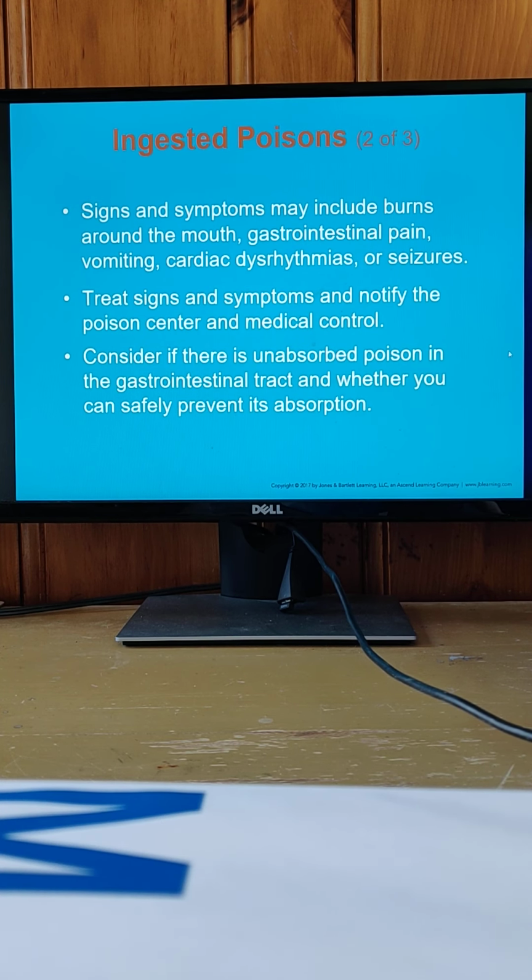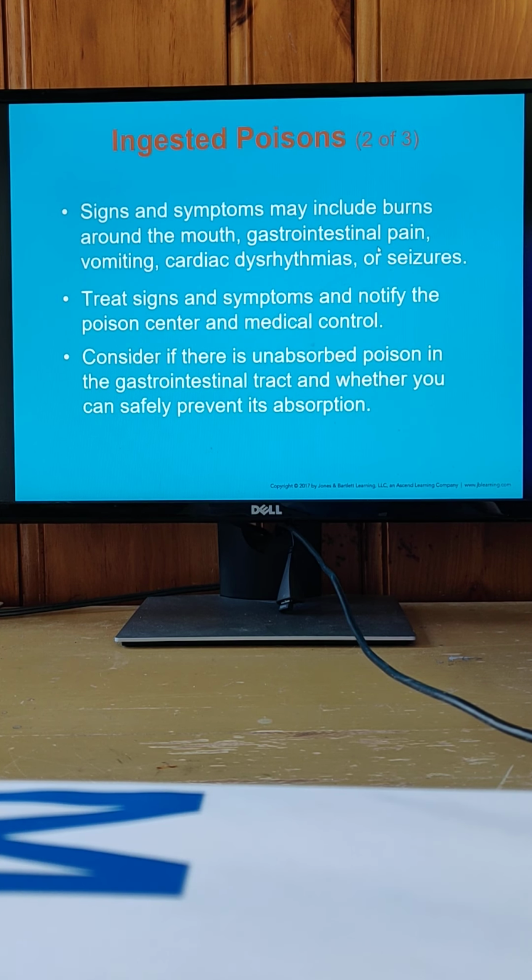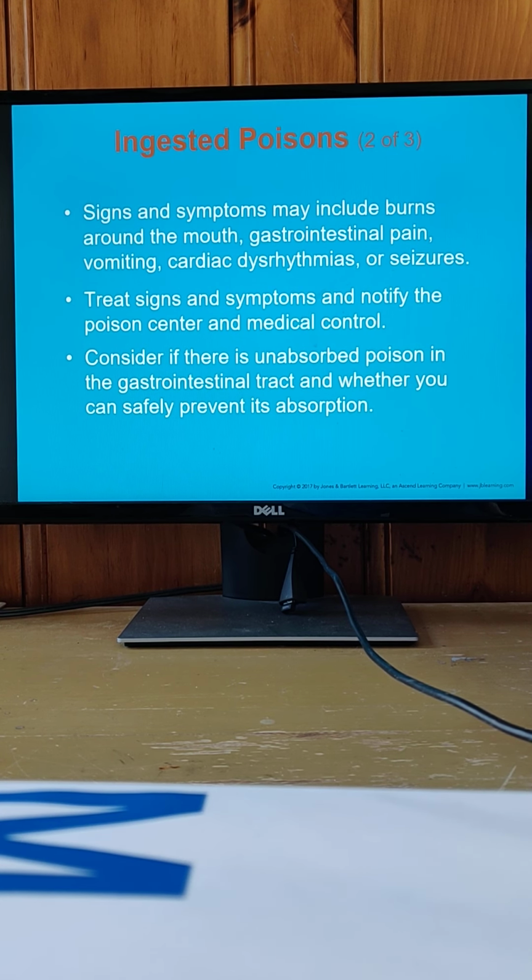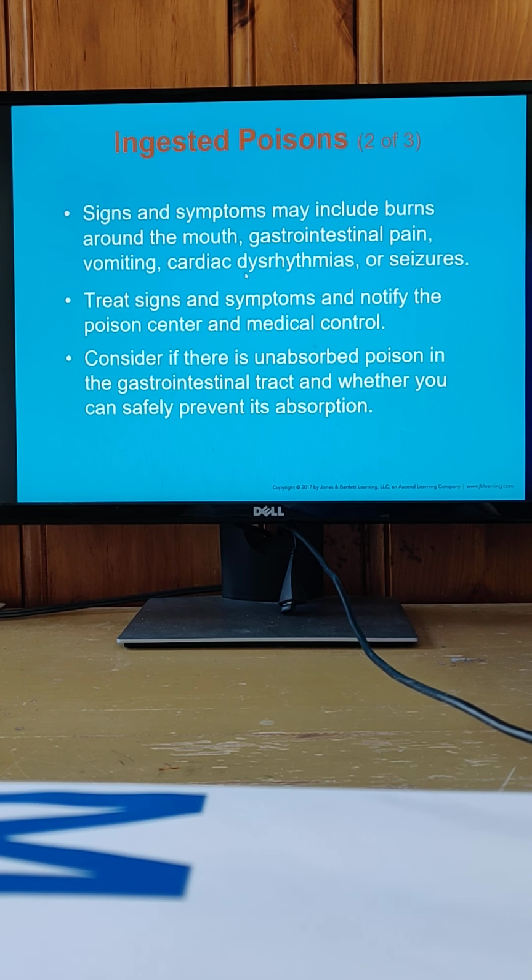Signs and symptoms of ingested poison. Signs and symptoms may include burning around the mouth, gastrointestinal pain because the poison's in their stomach and it's in their intestines. And poisons are not designed to be in the intestines and the stomach, so therefore it's going to do a lot of damage down there, and they're going to feel the pain.